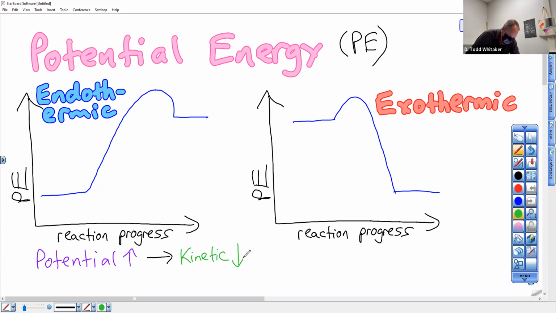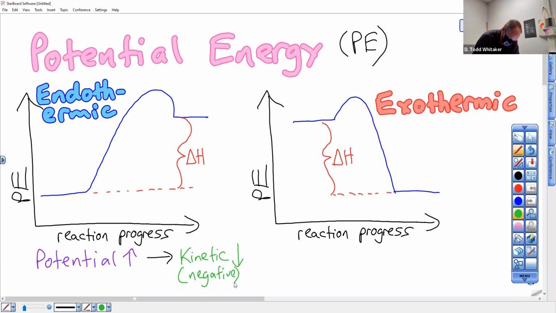All right. And we have things like the delta H for a reaction. You guys, we've been calculating that, right? So if you have to do delta H, it's from products backwards to the beginning. And this one, delta H goes here. Kinetic is negative on this one, and kinetic is positive in the next one. Why? Because potential is going down, and that's leading to kinetic going up.